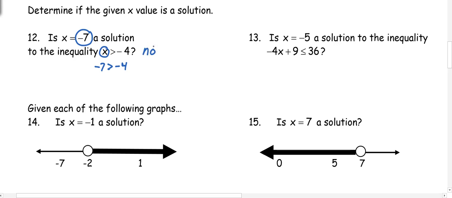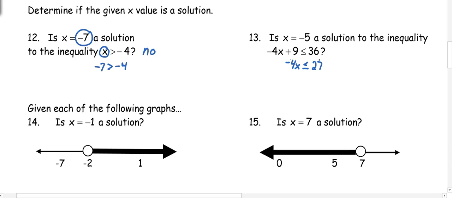Number 13, when you're given a value with an equation, you can do one of two things. You can solve for x, or you can just substitute x in right away. So I'm going to solve for x just to practice solving. So we can subtract 9 from both sides, and we get negative 4x is less than or equal to 27.